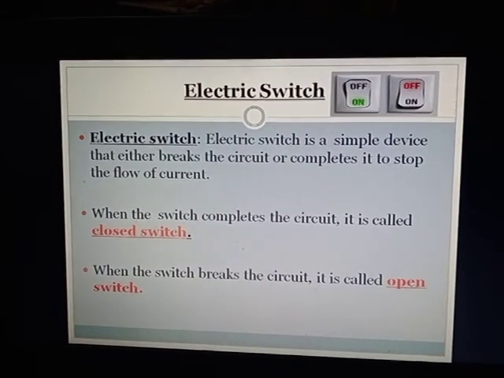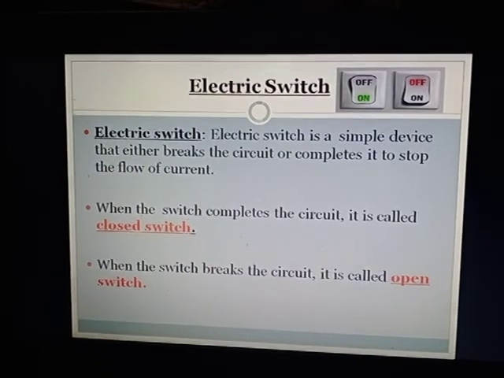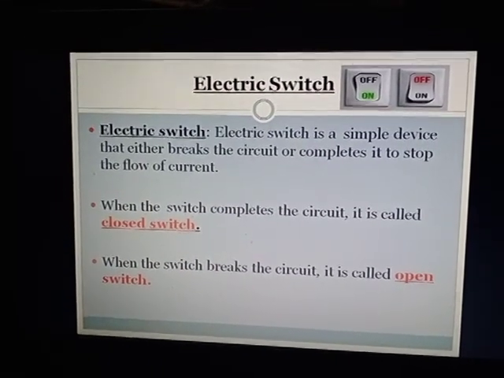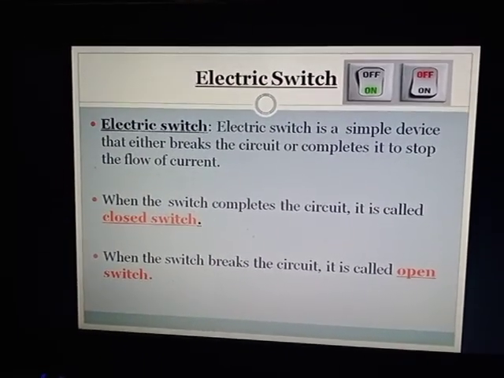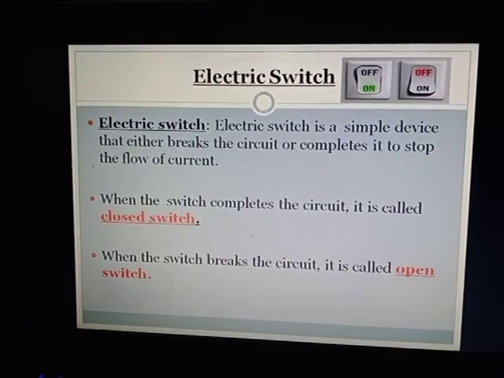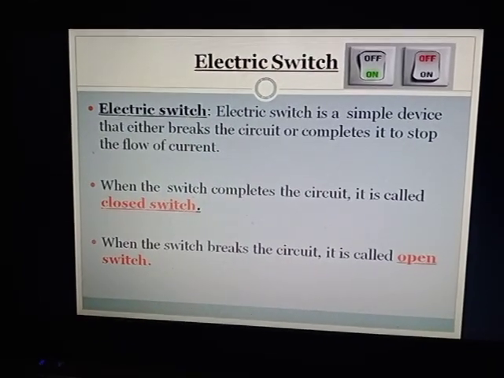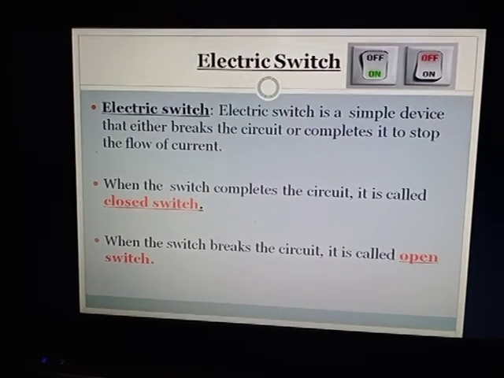Now, electric switch. An electric switch is a simple device that either breaks the circuit or completes it to stop the flow of the current. When the switch completes the circuit, it is called a closed switch, and when the switch breaks the circuit, it is called an open switch.